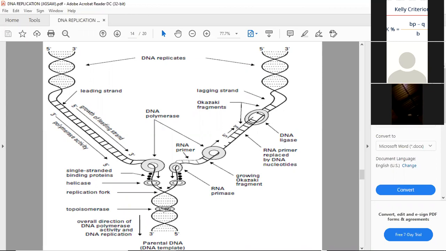Excuse me, sir. Yes? Is it that the single-stranded binding protein stops the DNA from winding, or it winds it back once it unwinds? Which one between the two? The single-stranded binding proteins, right? They stabilize the single strands. In short, they prevent the two strands from reforming.